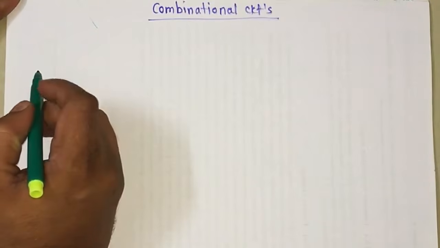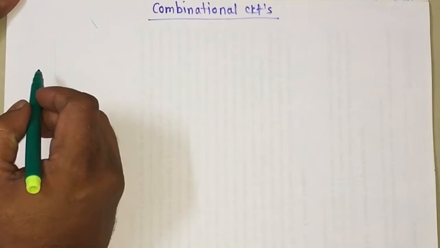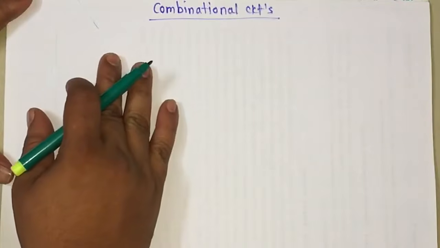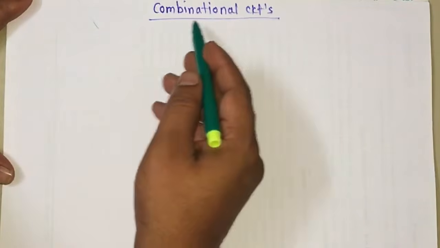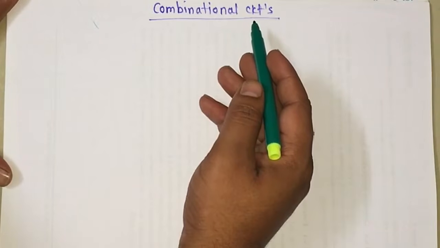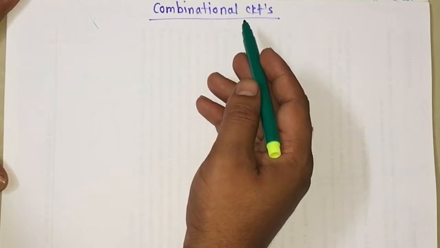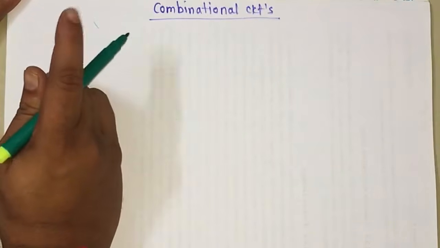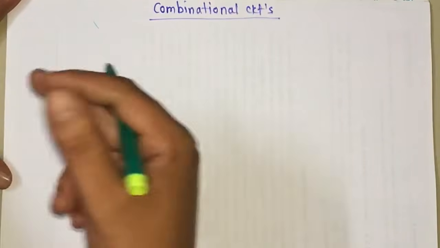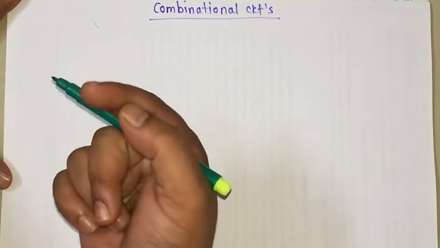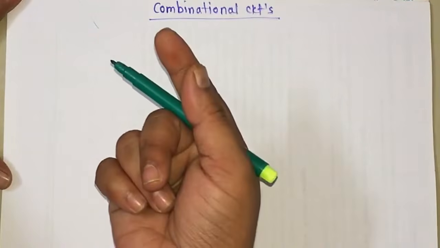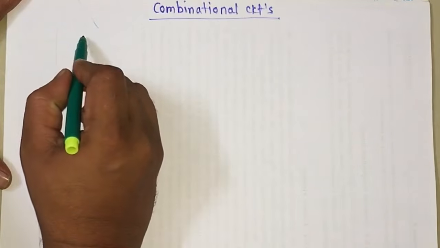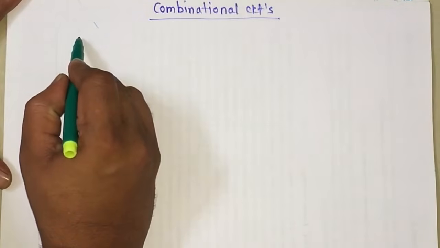In the last lecture we studied the 1-bit comparator. Now in this lecture we will see the 2-bit comparator. A comparator is a combinational circuit, and it is used to compare the inputs. For a 1-bit comparator we need 2 inputs, because 1 bit is compared with another 1 bit. Now we are going to design the 2-bit comparator.